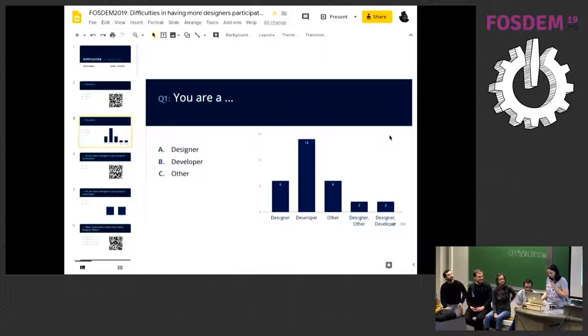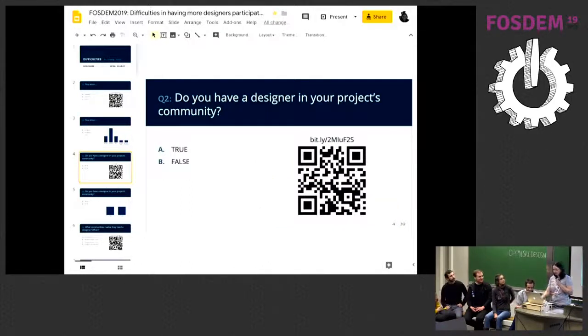Okay. The next question is if you have a designer in your project community, and I would like the panel members to say if they have multiple designers in their community and if they work for multiple communities. Well, like I said, I'm mostly on the corporate side, computer games are proprietary, so I can't say much for open source. And most of the open source projects I'm involved in, no designers.